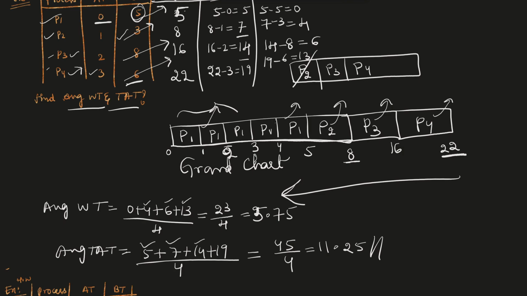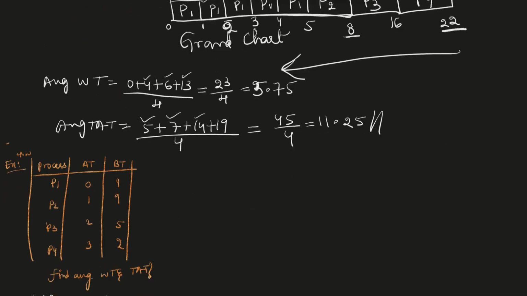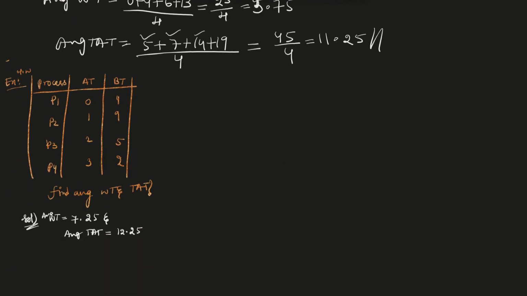Hope this concept is clear. And here is a small homework problem for you. The same 4 processes have been given. You need to find average waiting time and turnaround time. The average waiting time would come out to be 7.25, and the average turnaround time would come as 12.25. If you have got these answers correct, then do comment your answers below in the comment section.